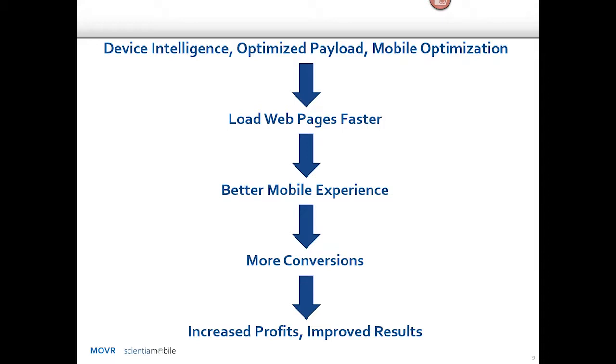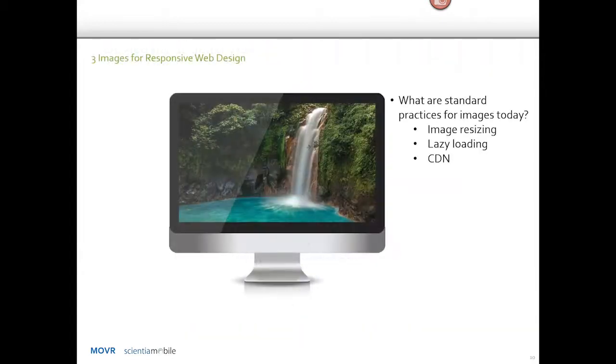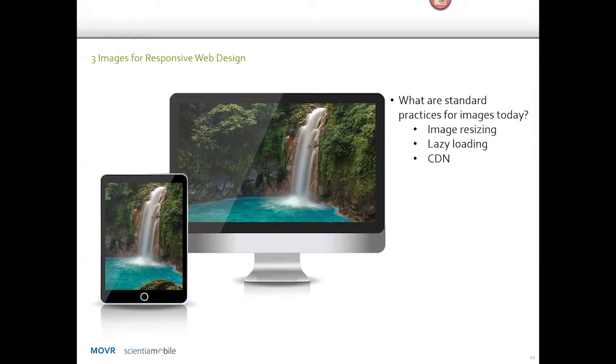So images are probably the biggest bang for the buck that you can take if you can address this problem. And the chain of logic that goes here is that device intelligence, this optimized payload, mobile optimization, it all means that you'll load your pages faster, and you'll get a better mobile experience, which will lead to more conversions and increased profits or improved results. That's the chain of logic that is important to accept, that this is an important issue for people.